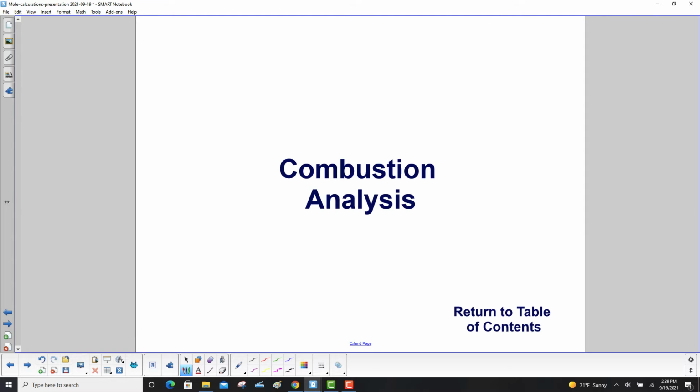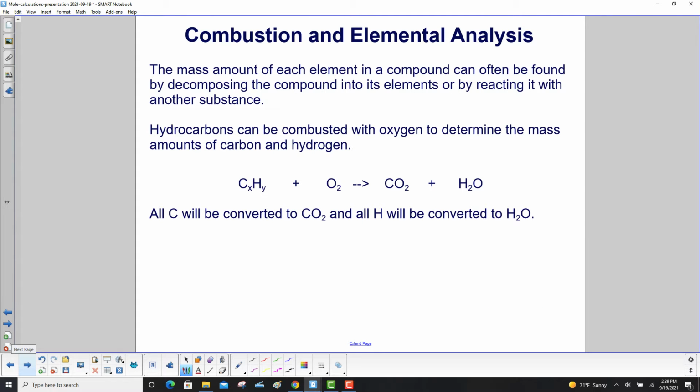Combustion Analysis. The mass amount of each element in a compound can often be found by decomposing the compound into its elements by reacting it with another substance. Hydrocarbons, here's a hydrocarbon, CxHy, can be combusted with oxygen, okay, that's a fire, to determine the mass amounts of carbon and hydrogen. All the carbon will be converted to CO2, and all the hydrogen will be converted to water.